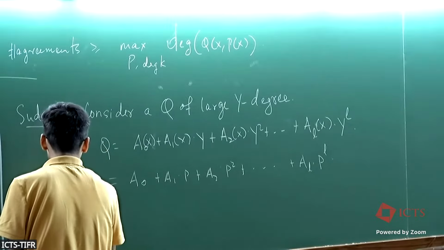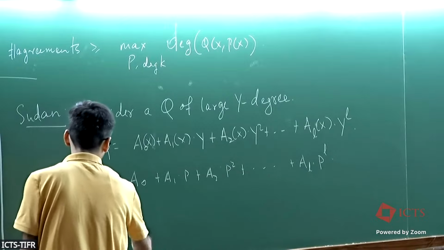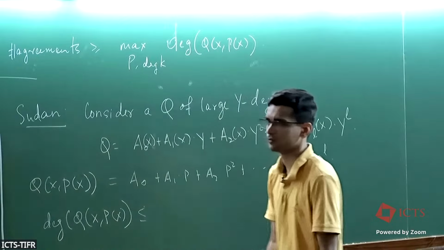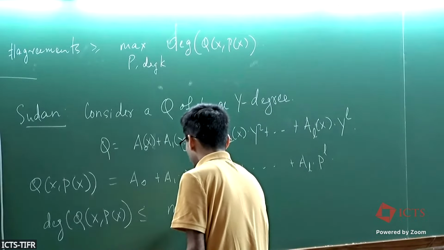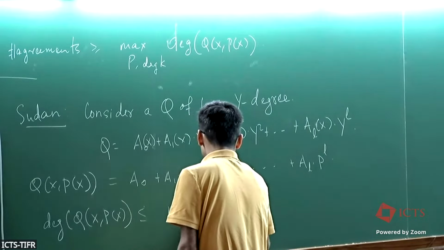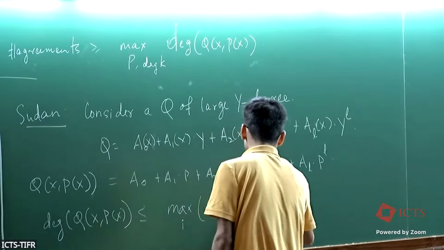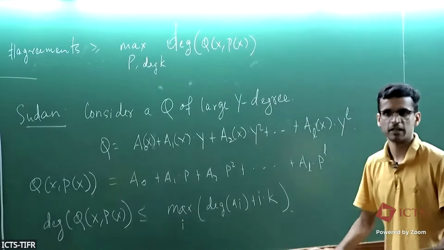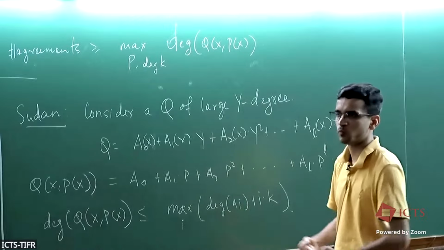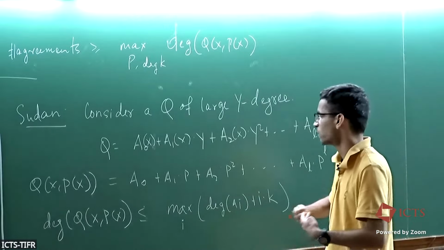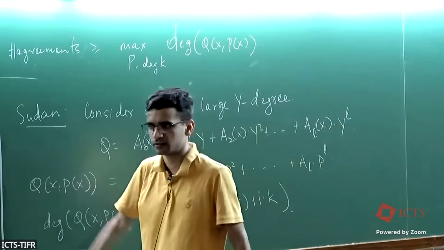If P is of degree at most k, then the degree of Q of x comma P of x is at most the max over i of the degree of A_i plus i times k, right? That's what it is. So this is the quantity that we want to minimize while trying to maximize the number of degrees of freedom that the A_i give us, because we have to set up a linear system.